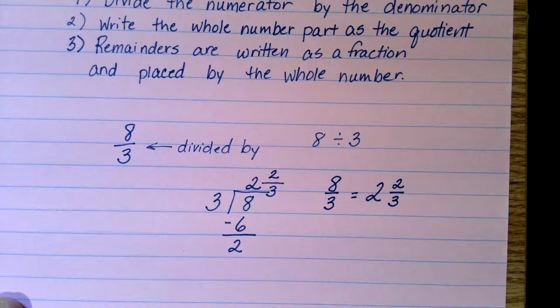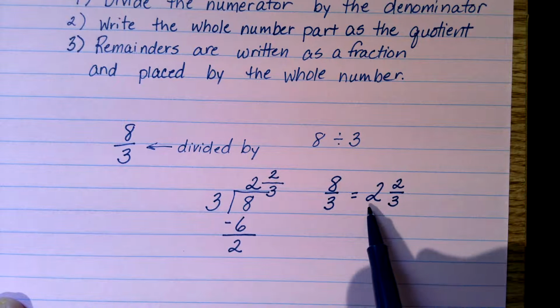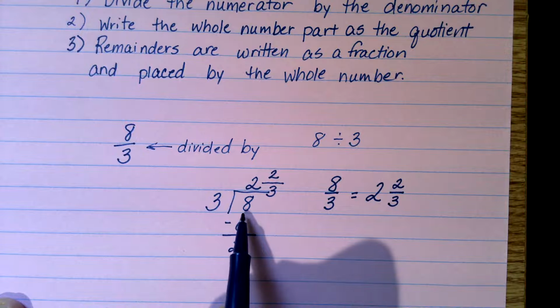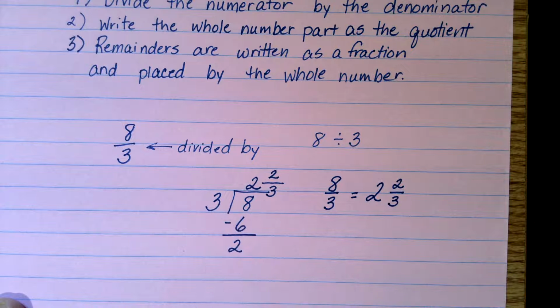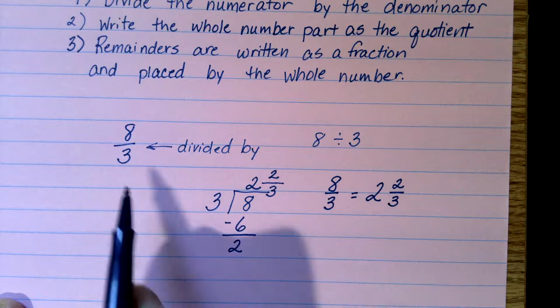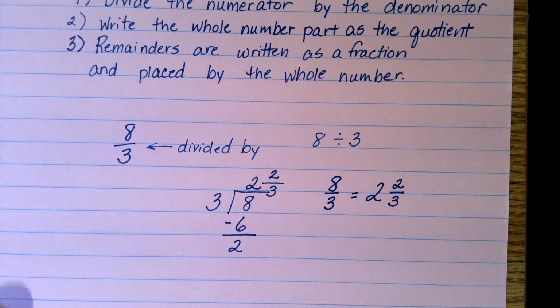So again, it's showing you that you can convert an improper fraction, 8/3, into a mixed number, which is a whole number and a fraction together, by dividing the numerator by the denominator. If there is a remainder, the remainder becomes the numerator of the new fraction, and you keep the same denominator that you had. All right, so let's try another example.